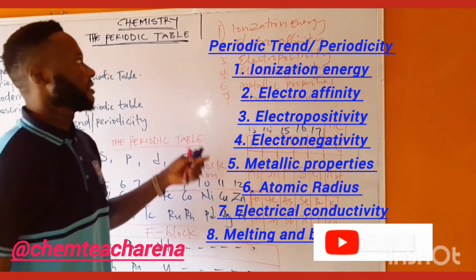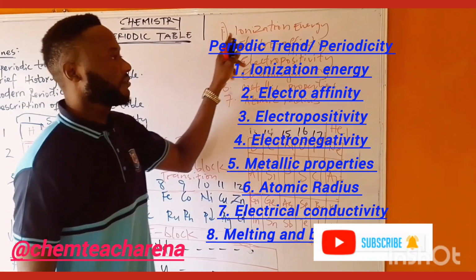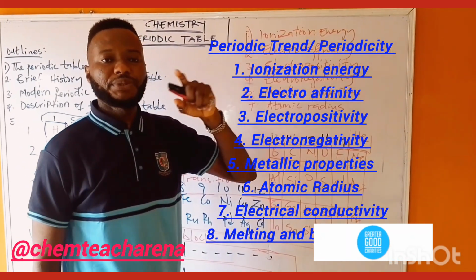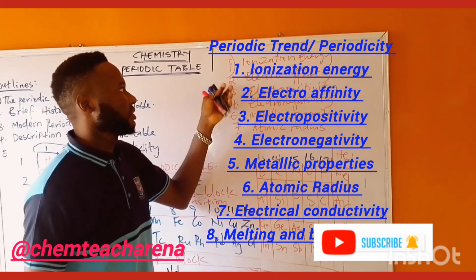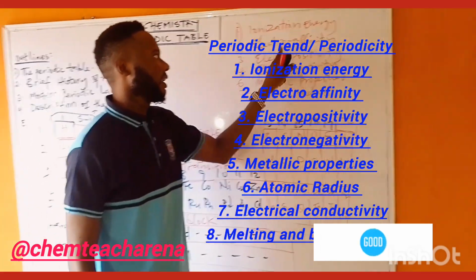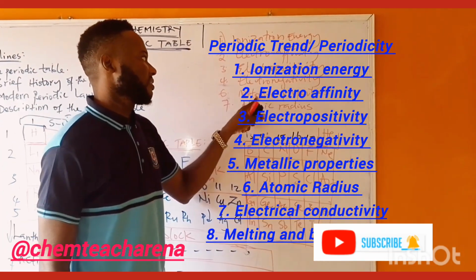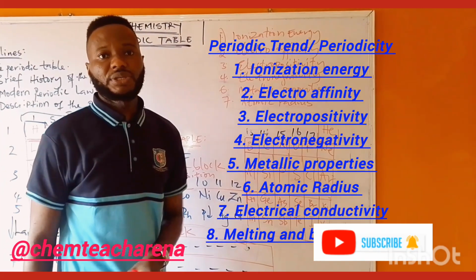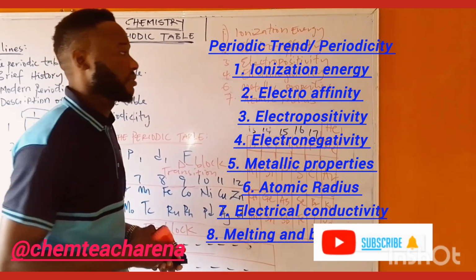Okay, now this is the periodic trend. Either you call it the periodic trend or you call it the periodicity, same thing. The periodic trend, we have ionization energy, electroaffinity, electropositivity, electronegativity, metallic properties, and atomic radius, and others. Even electrical conductivity is part of it.